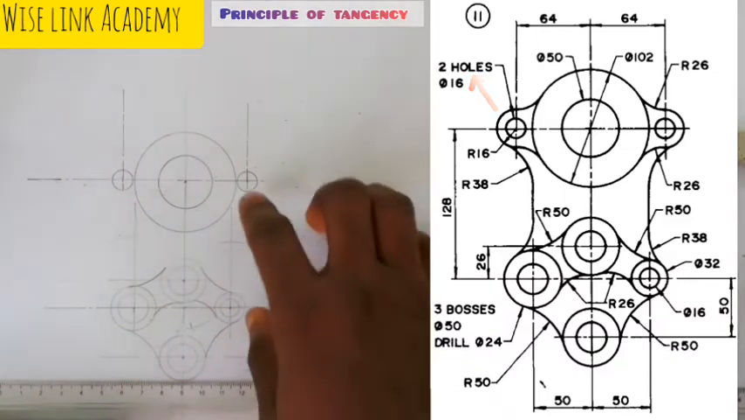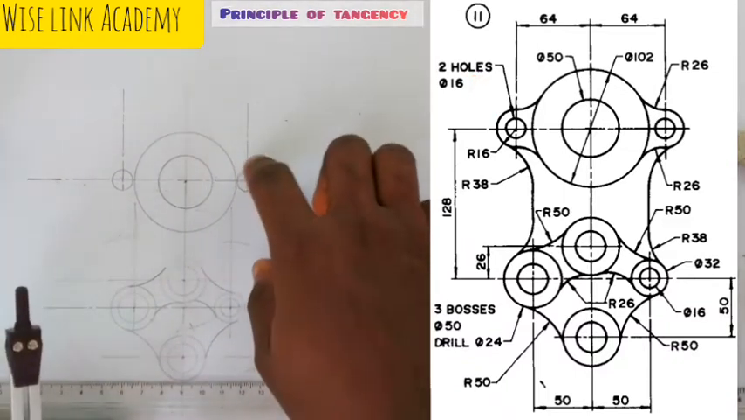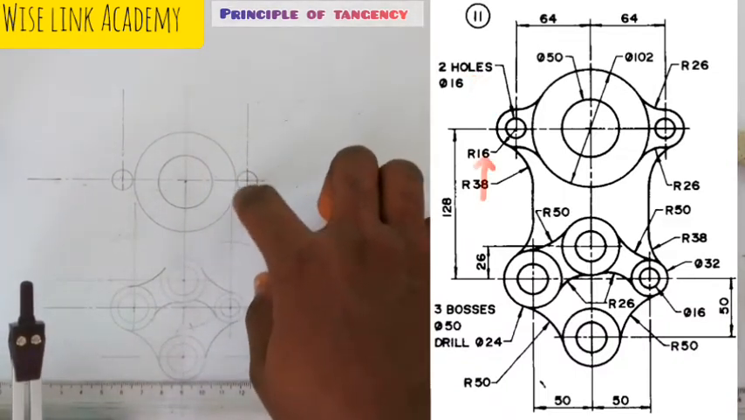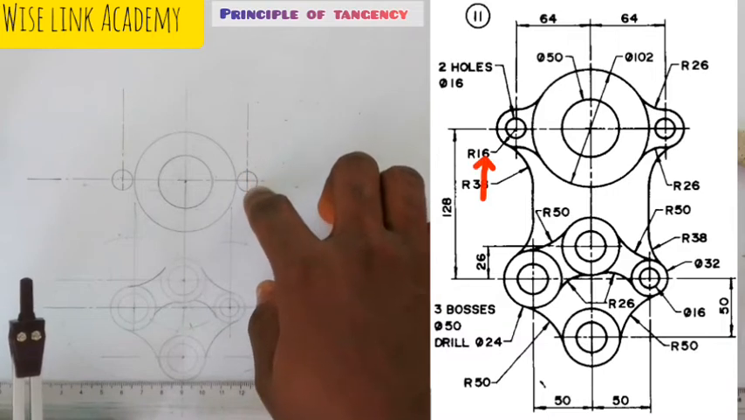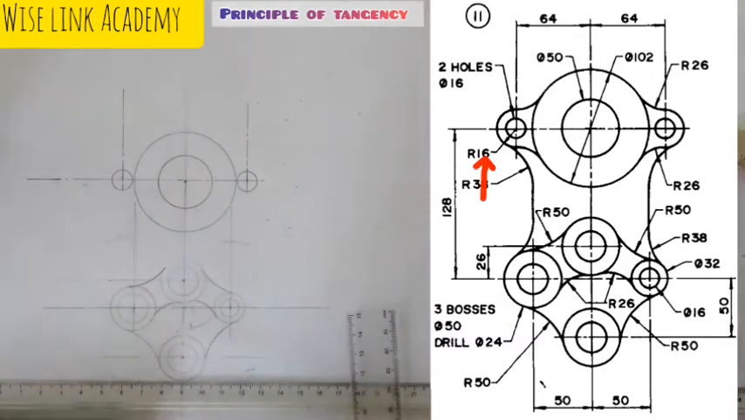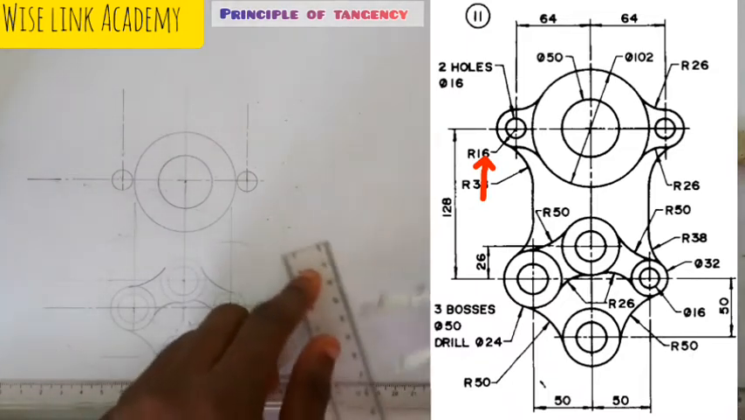Next up, that smaller circle has another circle outside of it. As you can see my arrow indicating, that circle has a radius of 16. You can see my arrow indicating that dimension. I'm not using a radius of 16, I'm using a radius of 8, half of 16. So measure 8.